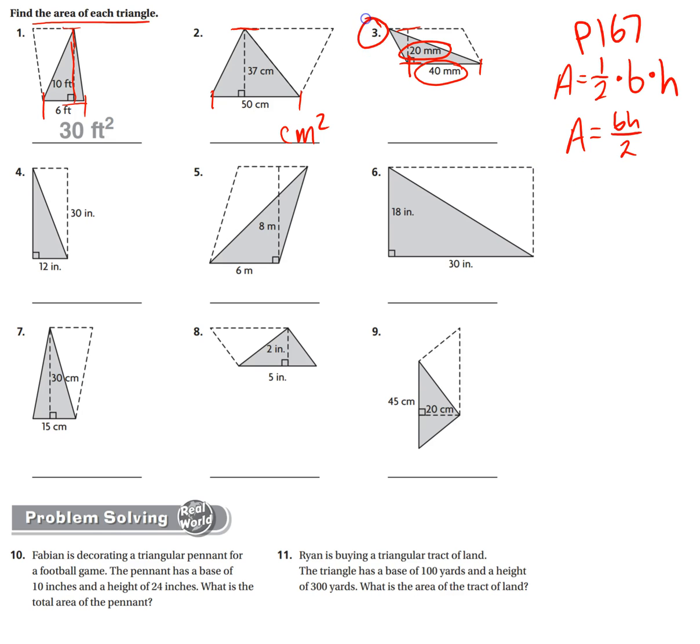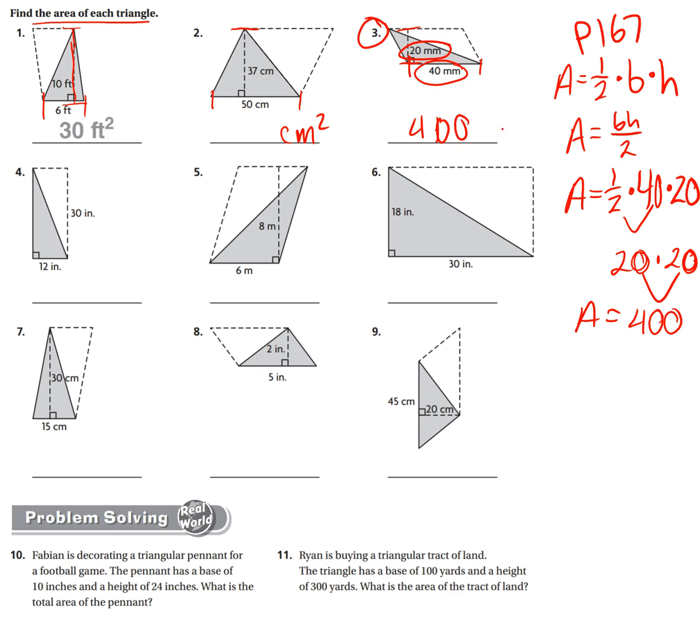So again, I'm looking at number 3. The area equals 1/2 times my base is 40 times my height, which is 20. 1/2 times 40, or half of 40, is 20, and then times 20. This is nice and easy because I can think of this as just 2 times 2, which is 4, and then add 2 zeros because I ignored 2 zeros when I did 2 times 2, so I add my 2 zeros back. So the area equals 400, and it's millimeters, mm squared.